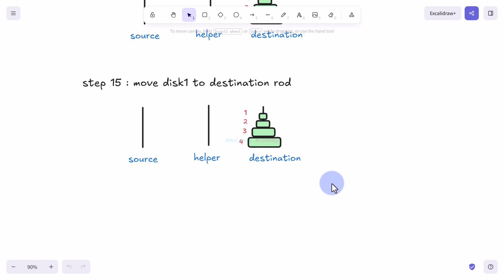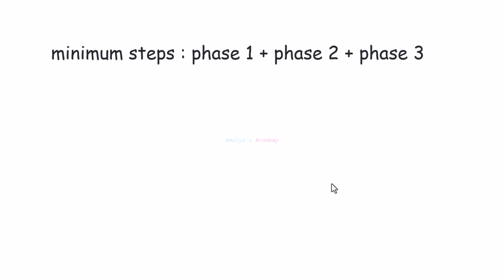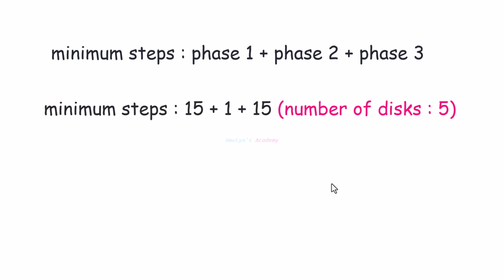So we can divide our problem into 3 phases. One is the cleanup phase. Another one is moving the largest disk, that is disk n, from source to destination. The last phase is rebuilding. So in every solution, you can see this pattern. And the first phase and third phase take the same number of steps. For example, if disk is 5, the first phase takes 15 steps, the last phase takes 15 steps and the middle phase takes only 1 step, so total 31 steps.